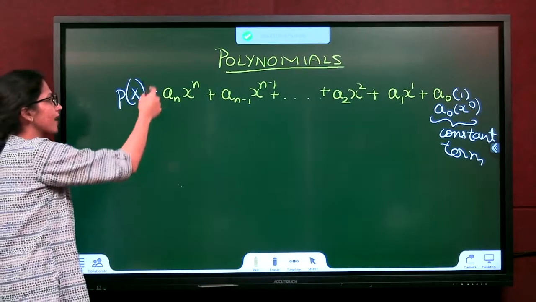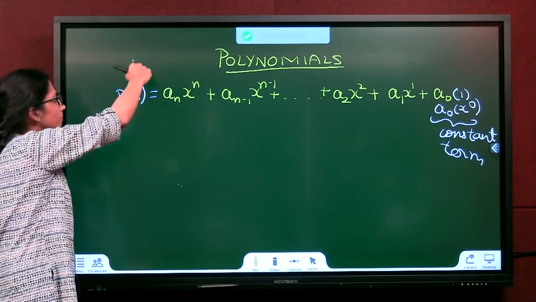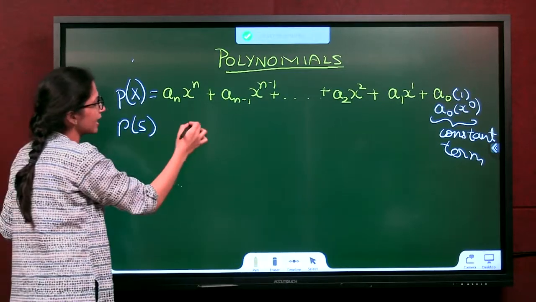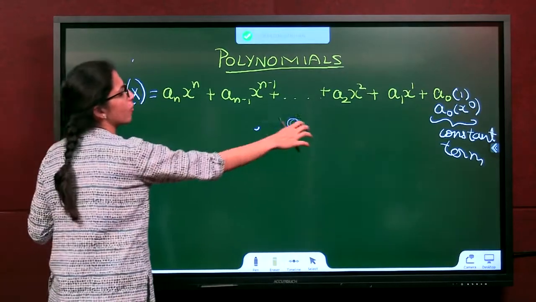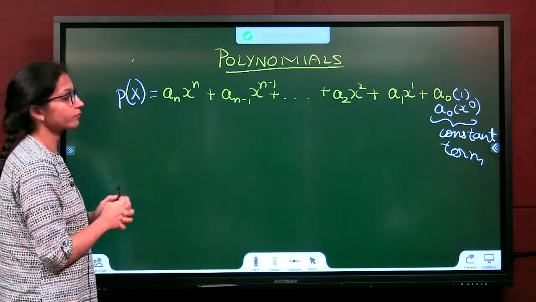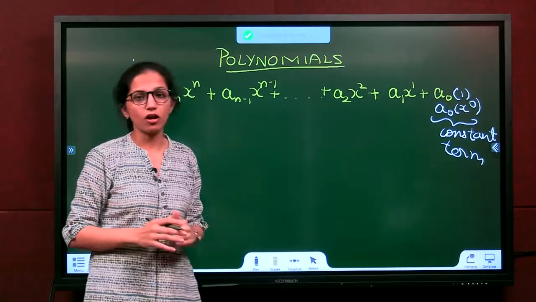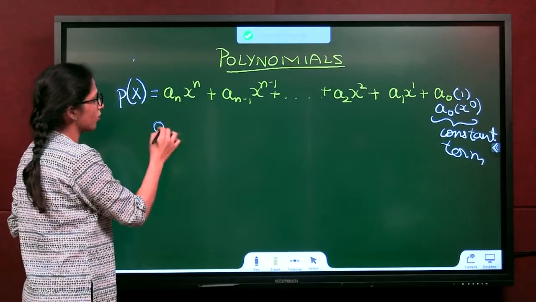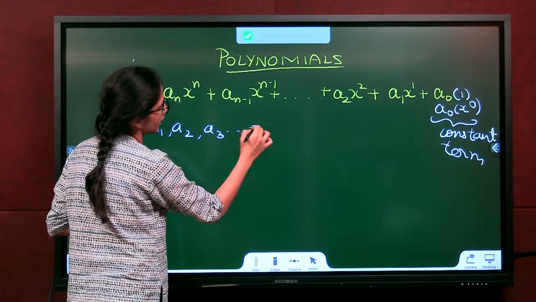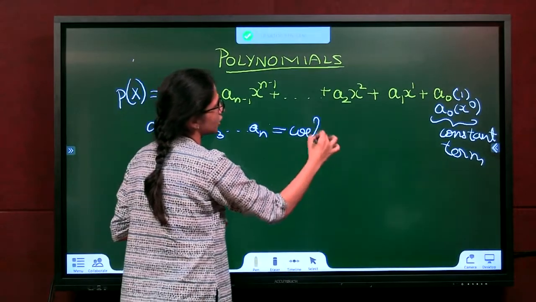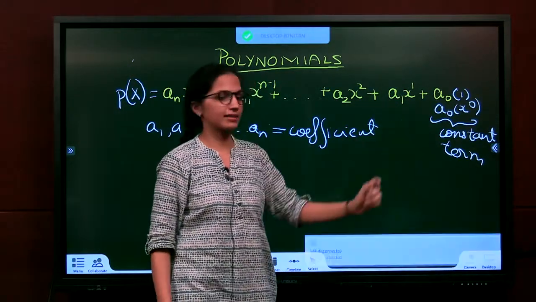Meaning, if you put some value of x inside this, you will get another result. How do you get that result? When you put p of 5, that means wherever there is x, put 5. You will see many examples where I will explain this again in detail, but I hope you're clear about what is a polynomial until now. What are the important things that we need to know here? All the x's are called variables, and a1, a2, a3 up to an are all called coefficients. This will be the coefficient of x square, this will be the coefficient of x, like that.